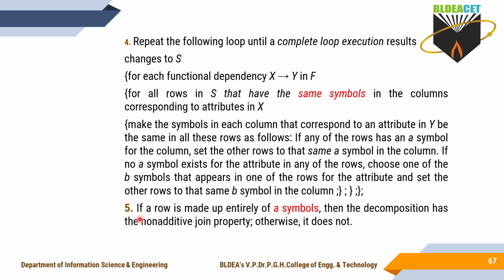After changing the rows, the next step is to check whether any row is made up of entirely A symbols. If any one row contains all A symbols, then the decomposition has the non-additive or lossless join property. If it does not, then it is an additive join, and it does not have this property. The non-additive join property is not preserved if that row is not there. So this is the algorithm used to check the non-additive join property.